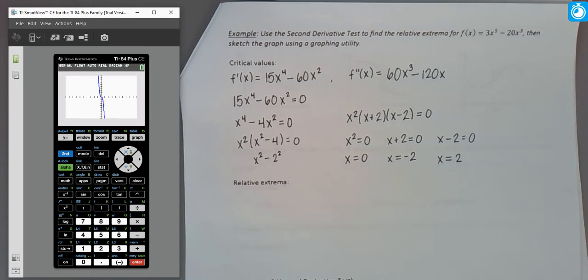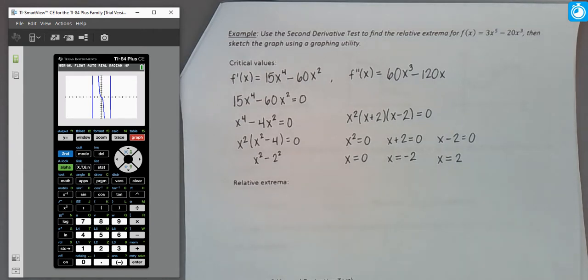This doesn't look right. Why does this not look right? Did I type the right thing? Let's double check that. Y equals 3x cubed minus 20x cubed. Oops. There's a reason it didn't look right. That should be 3x to the 5th power, right? There we go. Okay, that was not the graph we should see. That is the graph we should see. That makes more sense. Okay, apologies for that. Always double check what you type.